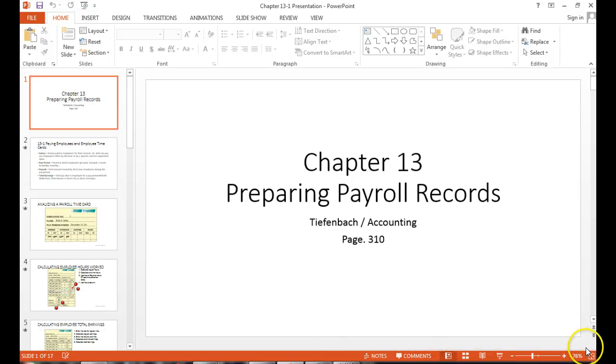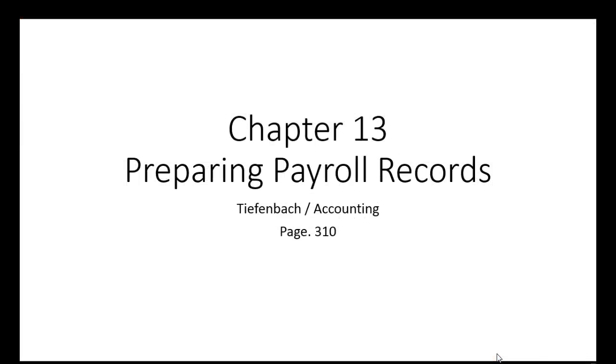Going to start chapter 13 here. We've discussed in a partnership, we've taken all of our transactions that happen in our partnership and we've transferred them to our 5 journals. We've taken the transactions from our journals and we've posted those and the totals of those journals to our individual ledgers. Now what we're going to talk about today is preparing payroll records.